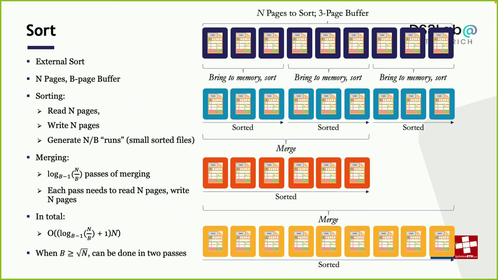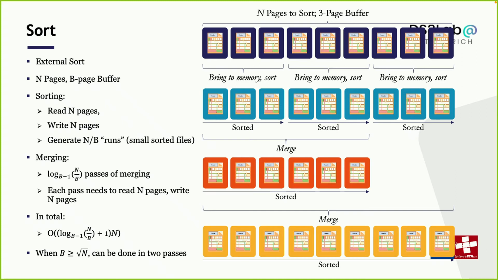So what does that provide in the general case when you have B page buffer? It gives you n over B number of chunks, okay? That's how many chunks you have. And then the second phase is a merging phase. So what do you need to do there? Essentially, with a B page buffer, how many chunks you can actually merge, right? So essentially, you can actually merge B minus 1 number of chunks.